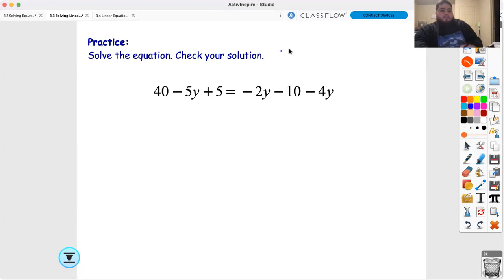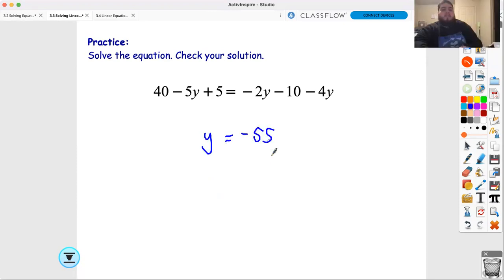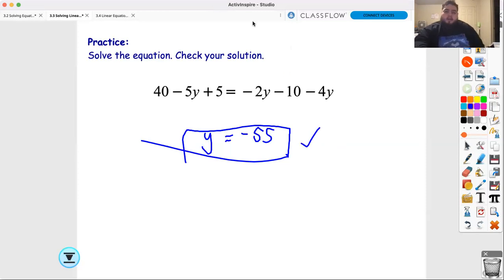I already have a solution proposed, guys. Someone recommended that their solution was y equals -55. Can anyone confirm, agree, or disagree with this one? Ah, we have an agree. If you got -55 class, you are correct. Good job. Does anyone have any questions on the steps needed to take to solve this equation, guys? Any questions?